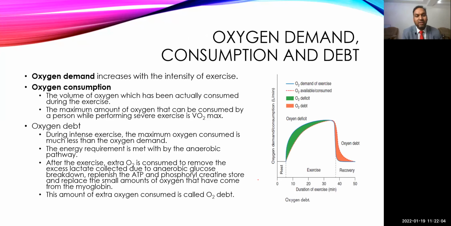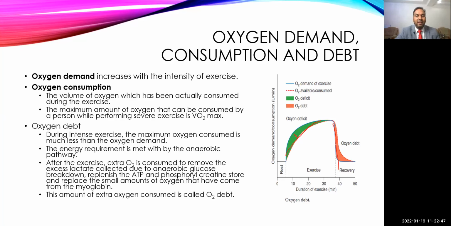So one concept is oxygen debt. When you are doing intense exercise, a lot of oxygen is consumed, but the body also utilizes energy without oxygen, and that will increase the demand for oxygen even after we stop the exercise. This is called oxygen debt. This is the oxygen deficit which is created when we are performing the exercise, and that oxygen deficit is created by the utilization of creatine phosphate, utilization of the oxygen from the myoglobin, and doing anaerobic metabolism.